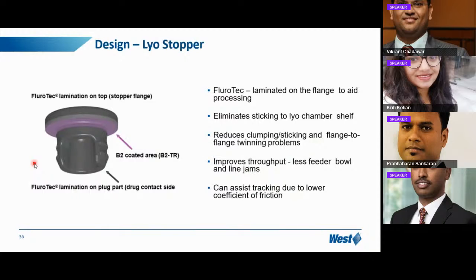In the case of the lyo stopper, you can see the one which is in purple has a B2 coating, so it is a B2 coated version, and on the top there is a laminated Fluorotec version. You can coat on the top, you can coat on the bottom, so on both sides you can give the film. Few people just want a coating on the bottom side, but like I mentioned, in the lyophilization process, if it is coated, it will not stick to the lyo chamber. So for lyophilization, generally top and bottom coated is recommended for smooth processing.